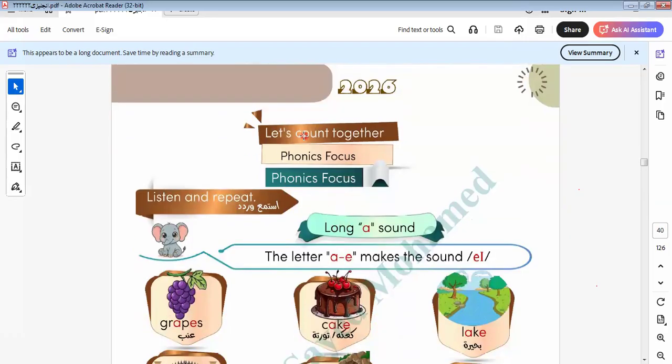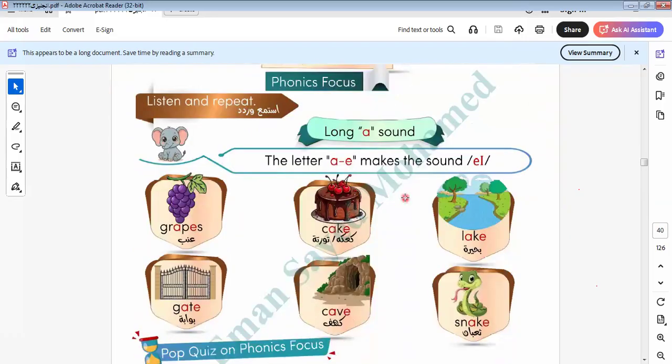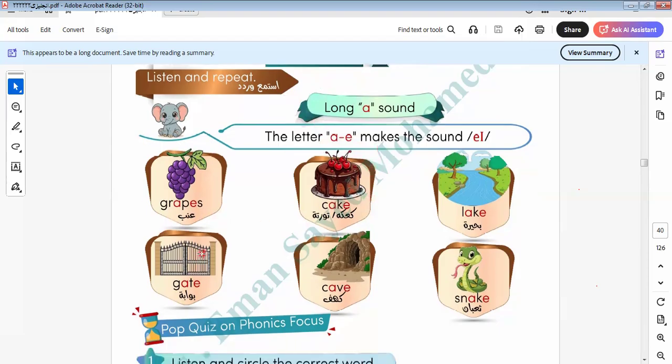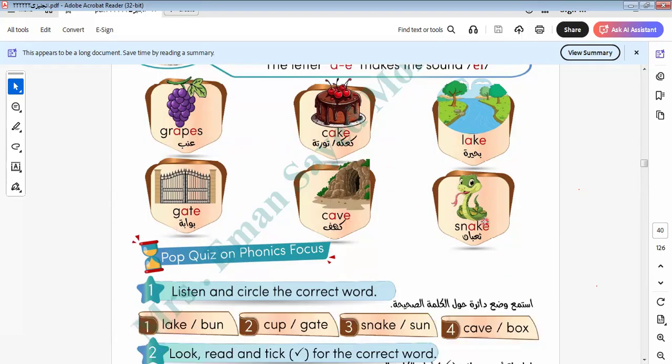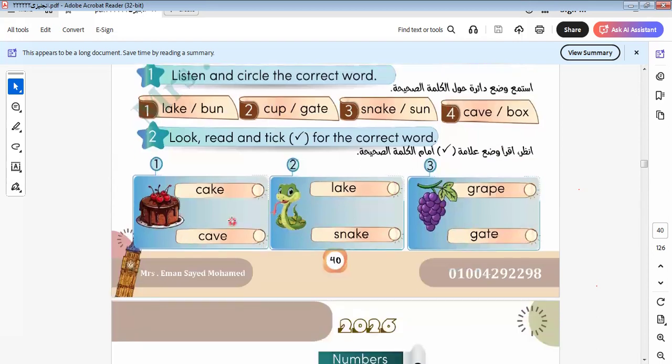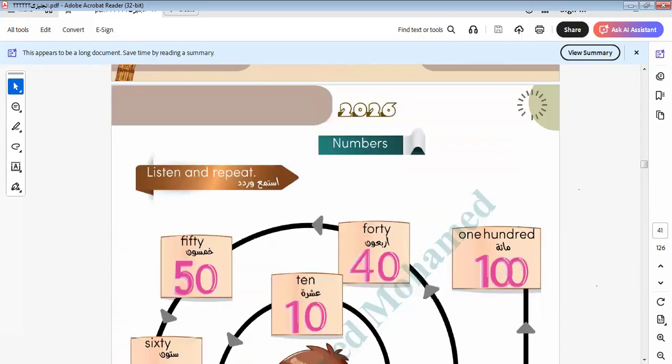Here we say, let's count together. Here we talk about counting. Here is the phonics A and E. Let's read these phonics. Here we have grapes, cake, lake. This is called a long vowel. Gate, cave, snake. Let's do this exercise together. Which one is cake? I select this one. Which one is snake? Which one is grapes? Let's go to another one here.